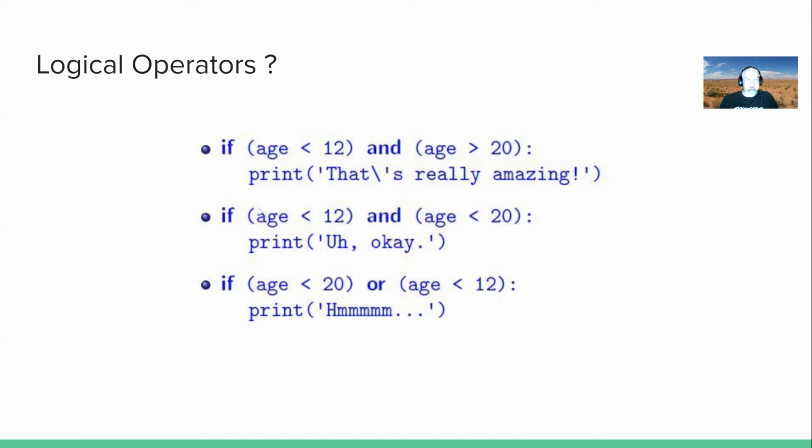Here, you're basically asking if age is smaller than 12 and age smaller than 20. Effectively, this is the same thing. If the number is smaller than 12, it's necessarily smaller than 20, and so this is redundant, right? You don't actually need this, because if this is true, this is necessarily true, and so this part of it is not important, right?